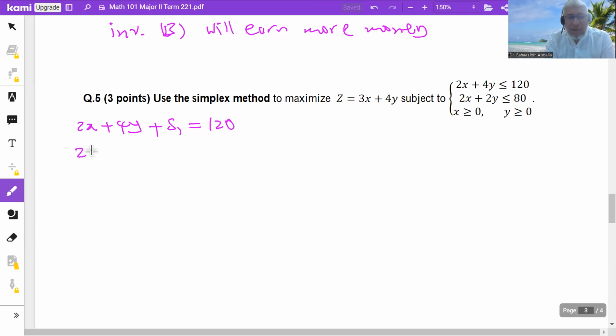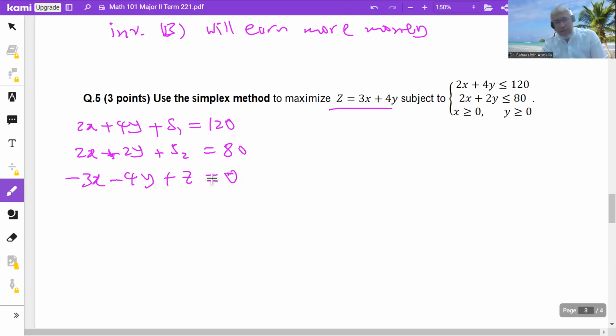Also, the second one, I have 2x plus 2y. I introduce another slack variable, let us call it S2, equals 80. For the objective function, I take everything to the left-hand side. So when 3x comes to the left-hand side, it would be negative 3x, negative 4y plus z equals 0. There will be nothing in the right-hand side.